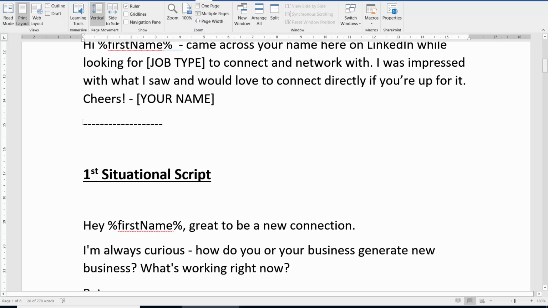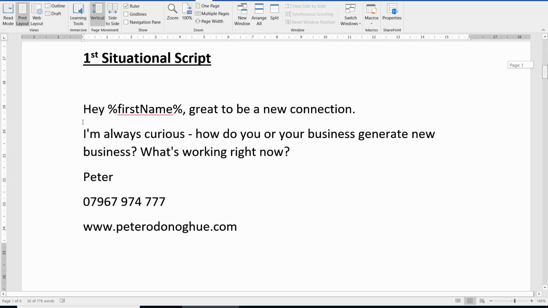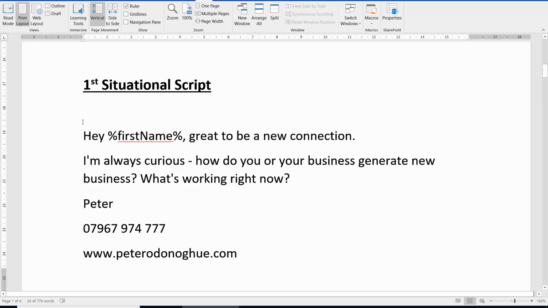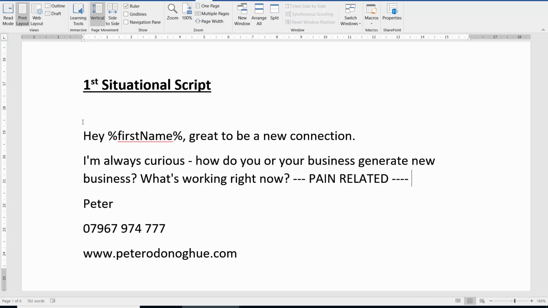And then can you do 5 variations of your first situational script? So you send the connection, they connect, and then either automatically or manually, generally automatically, this situational script goes out. So, thanks for the connection. I'm always curious, what are you doing in your business right now? And of course, what I didn't say is this should be pain related. If you go back to week 1, this is all about the pain to the glory exercise.